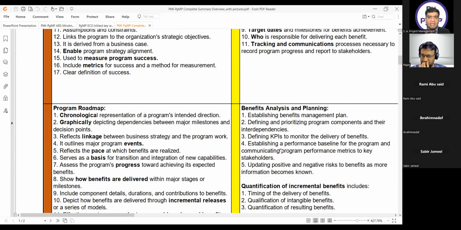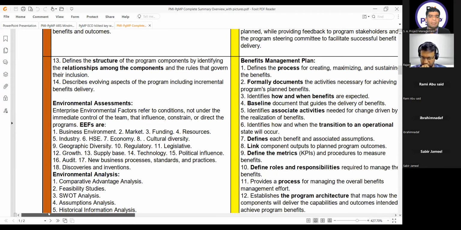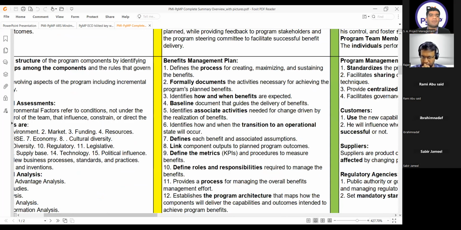Before we go to the question, one important concept is: why did we start the program? Rajan, why do we start any program? What is my intent?